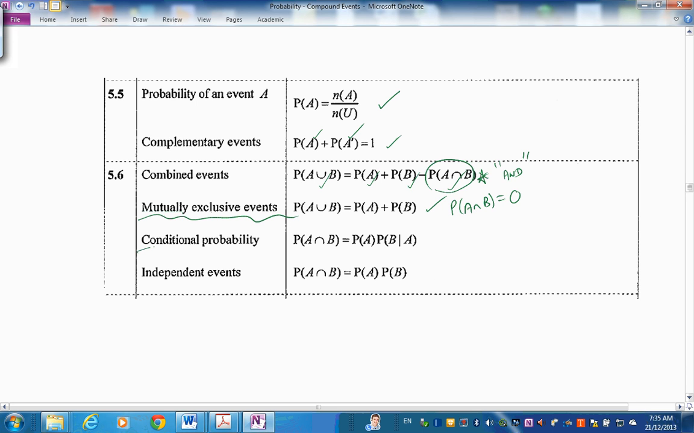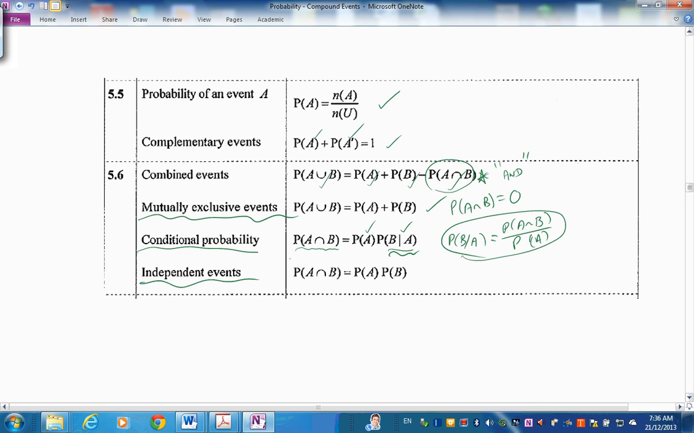Right, conditional probability. They don't give you an actual formula for it. So the probability of A and B occurring is the probability of A times the probability of B given that A occurs. Or if you rearrange this, it would be the probability of the intersection divided by the probability of A. So yes, they don't have the actual conditional probability formula. You can rearrange it from this one.